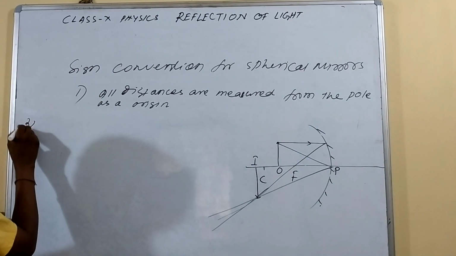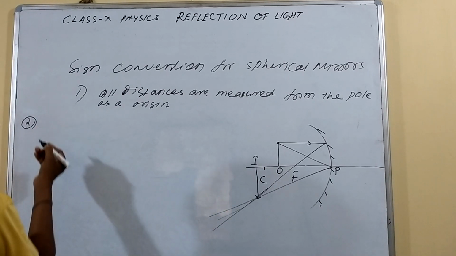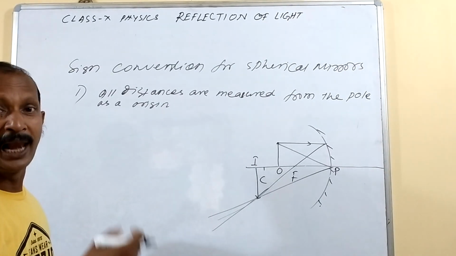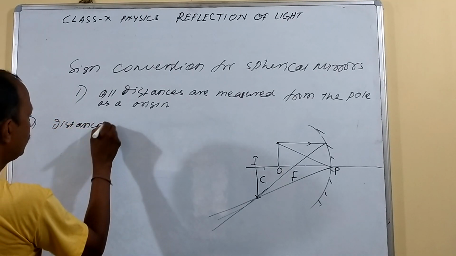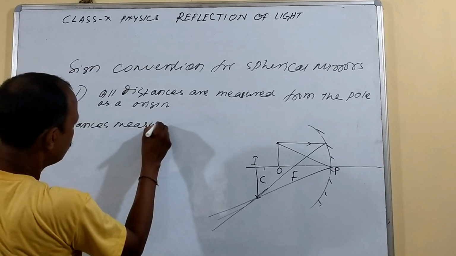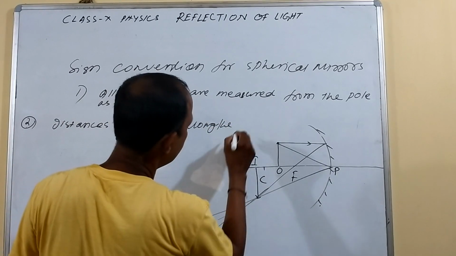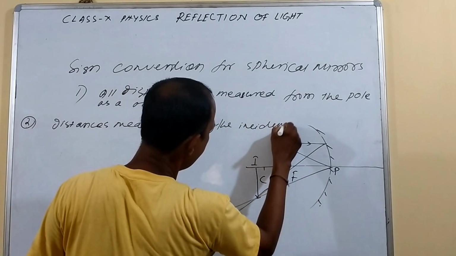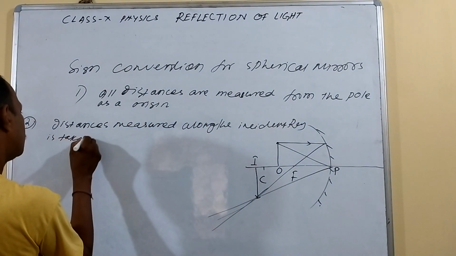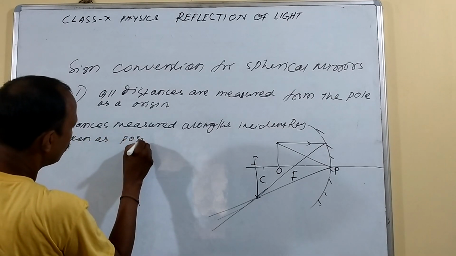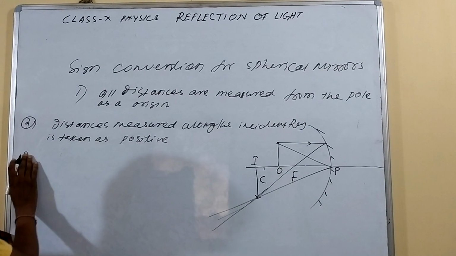Second rule, what is that second rule? Distances measured along the incident ray are taken as positive. Very, very important concept. Listen carefully. Third point.